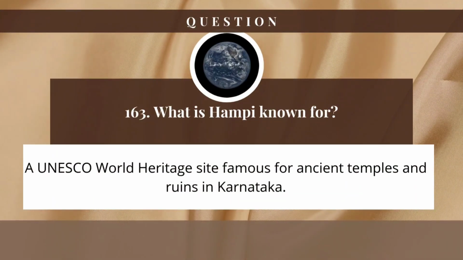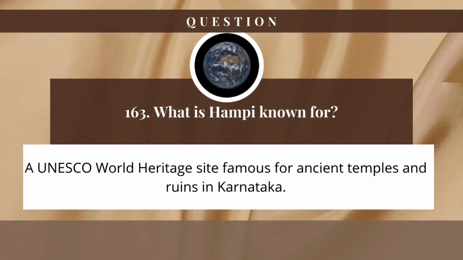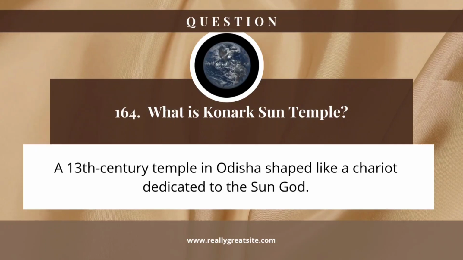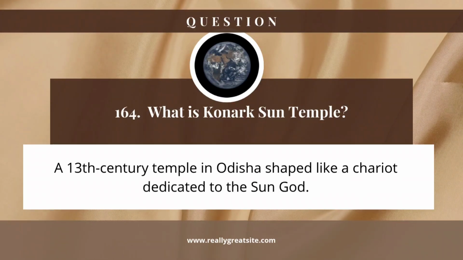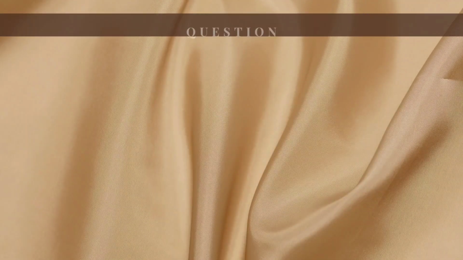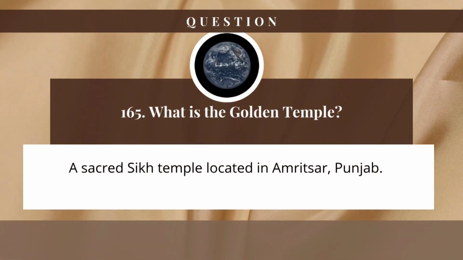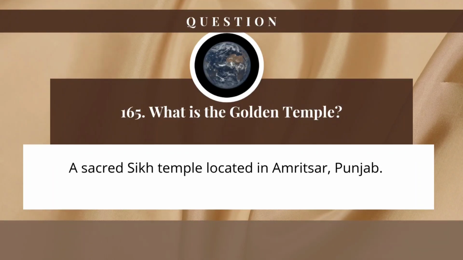163. What is Hampi known for? Answer. A UNESCO World Heritage Site famous for ancient temples and ruins in Karnataka. 164. What is Konark Sun Temple? Answer. A 13th century temple in Odisha shaped like a chariot dedicated to the sun god. 165. What is the Golden Temple? Answer. A sacred Sikh temple located in Amritsar, Punjab.